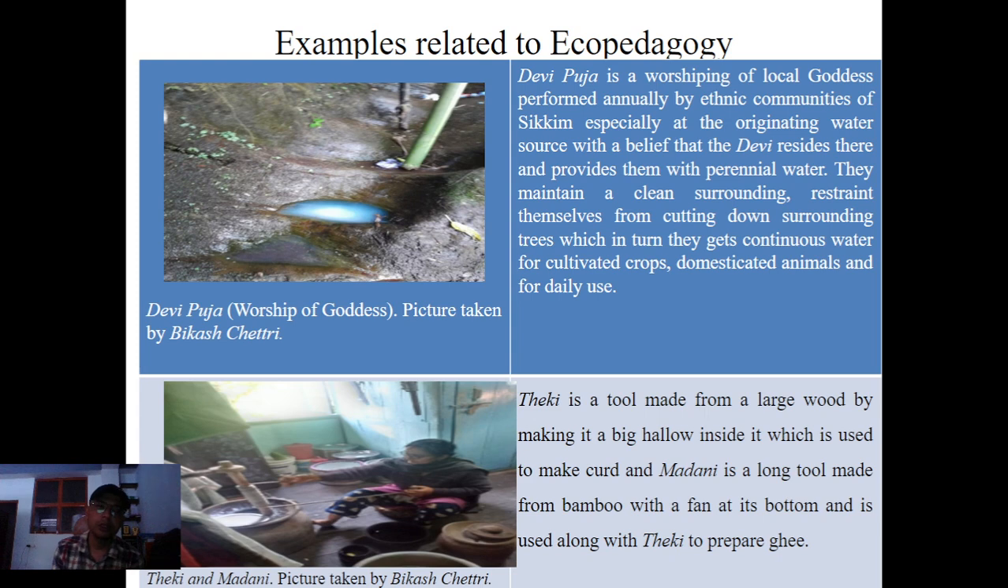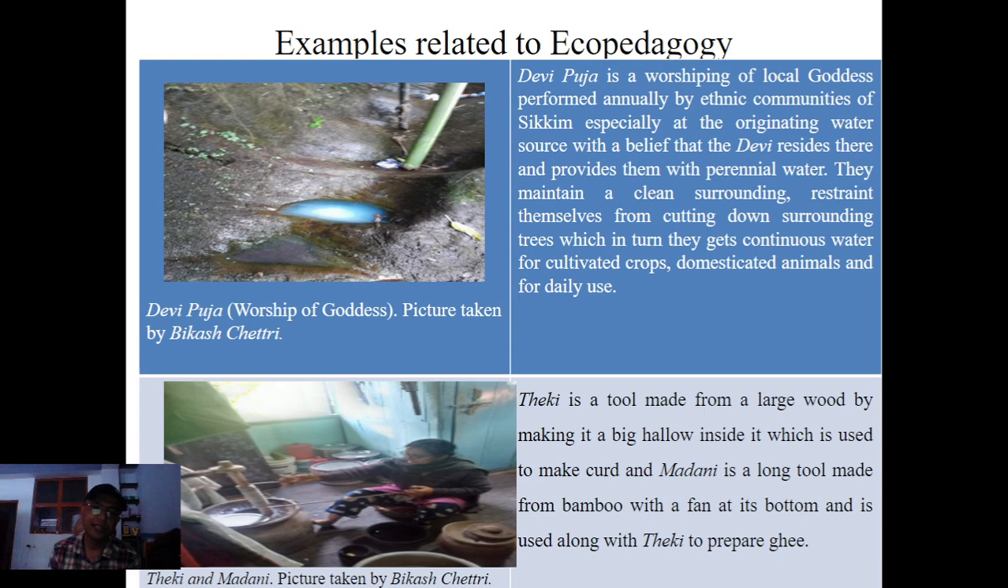in picture one, there is Devi Puja. It is a method or a practice to protect the environment, where it is the worship of a local goddess performed especially by the ethnic communities of Sikkim, especially at the originating water source. They have a belief that Devi resides there and provides them perennial water. They maintain a clean surrounding there and restrain themselves from cutting down surrounding trees, in turn getting continuous water for cultivated crops, domesticated animals, and for daily use.